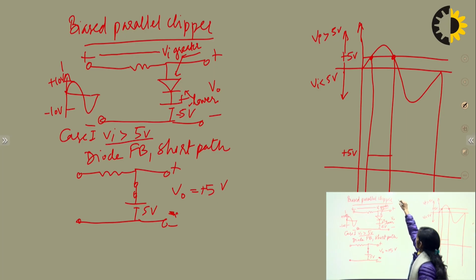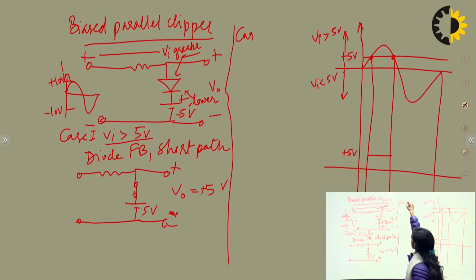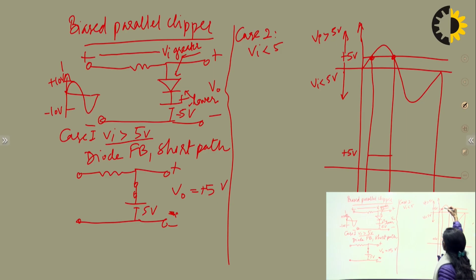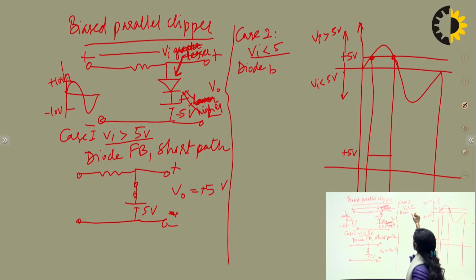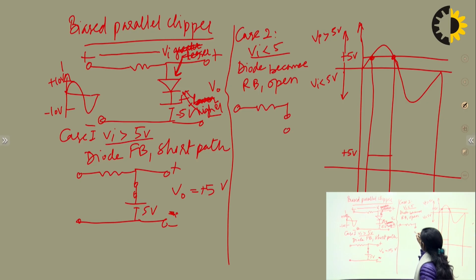Now if we take another case, that is case 2, Vi lesser than 5 volt. In Vi lesser than 5 volt, all the positive portion and negative portion will come. So for Vi lesser than 5 volt, this end will be at lesser potential and this end will be at higher potential. So if lesser potential is connected to the positive terminal of the diode and higher to the negative, now the diode becomes reverse biased and becomes an open circuit. So if we redraw the circuit, we will get the diode open here.